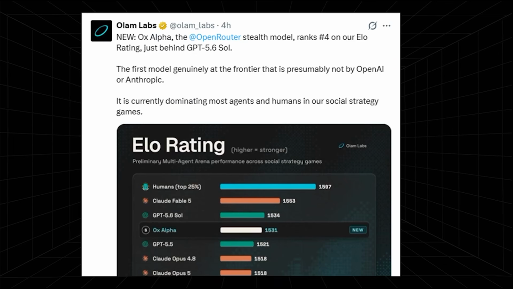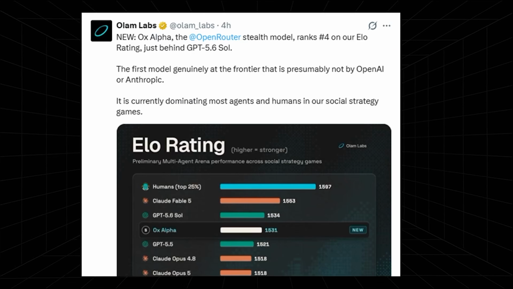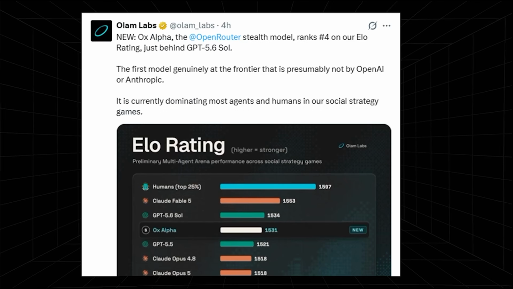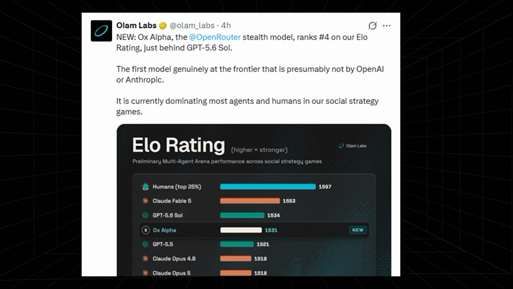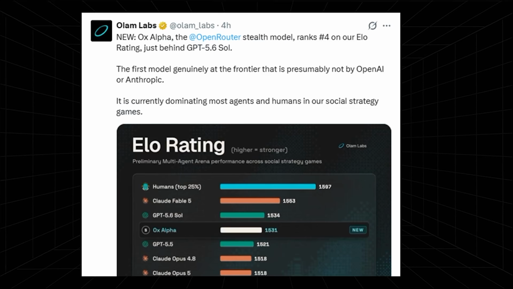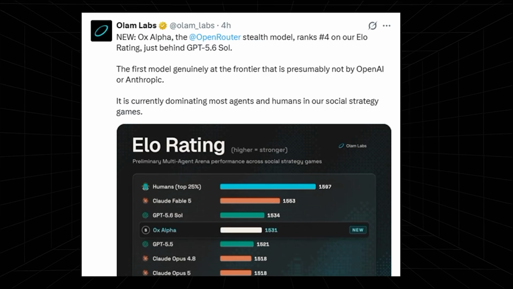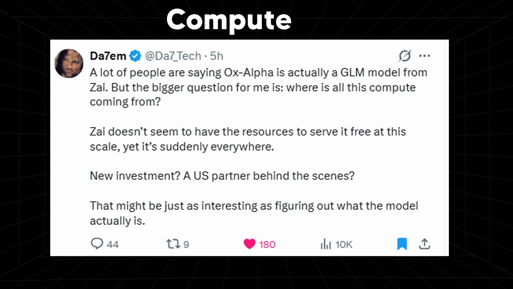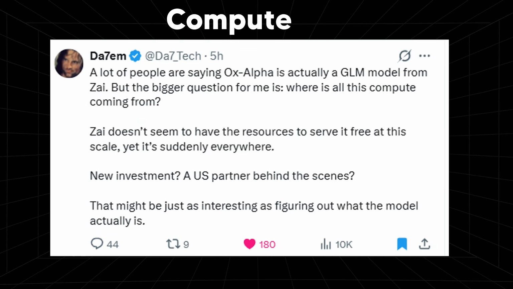Now, if we look at other independent benchmarks, we can see that once again, OX Alpha is basically performing just under GPT 5.6 Sol and just above the GPT 5.5. So I think it's clear to say that the model isn't as crazy as some of you may think, but there are a few interesting quirks that I think you should be aware of. One of the things you should be aware of is, where is this compute simply coming from?